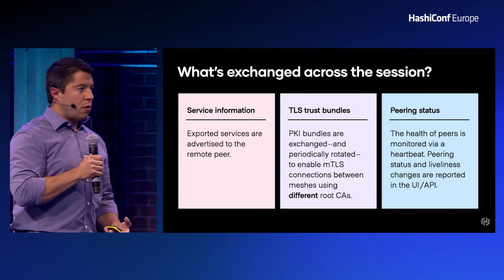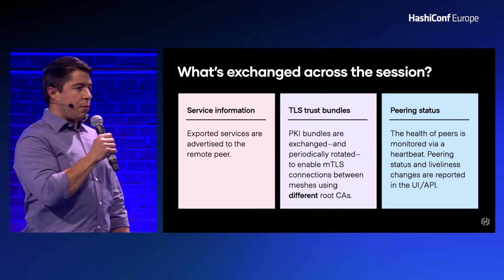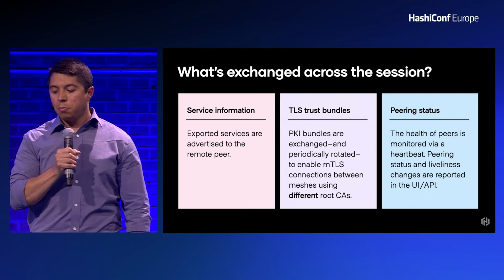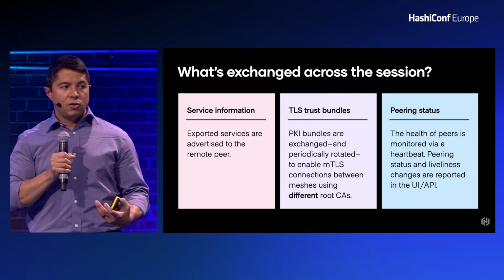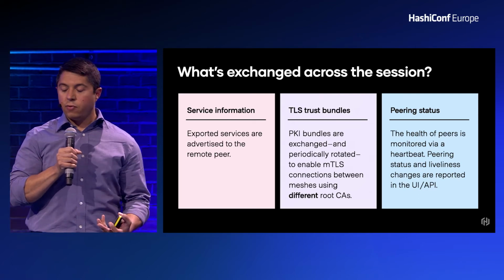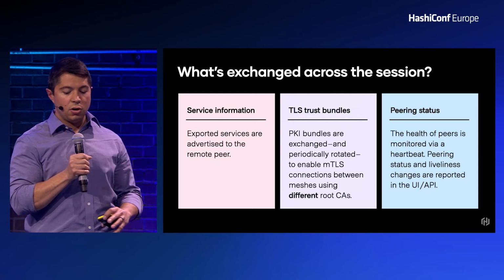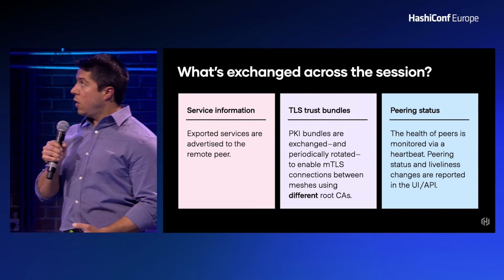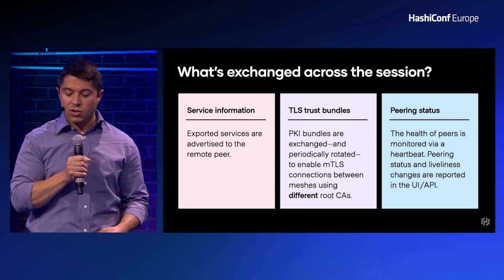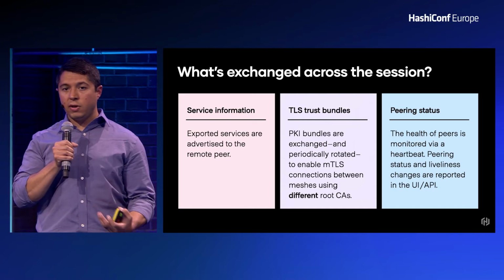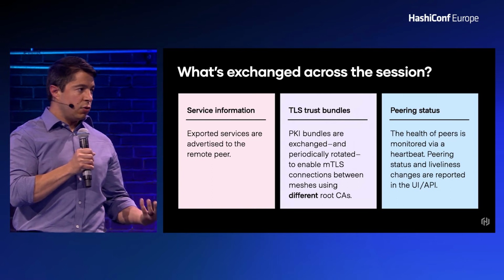Okay, so let's look at what's actually exchanged across the peering session. I mentioned that peering sessions exchange service information, but they also exchange other information. For service mesh, they exchange TLS information that's necessary for supporting encrypted cross-cluster service communication, and they also communicate a heartbeat that's used to signal the health of the peering connection. If a cluster stops receiving a heartbeat, then it knows that, and this will be reflected in the Consul UI and APIs.